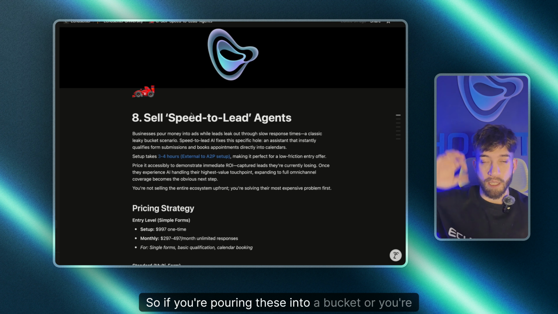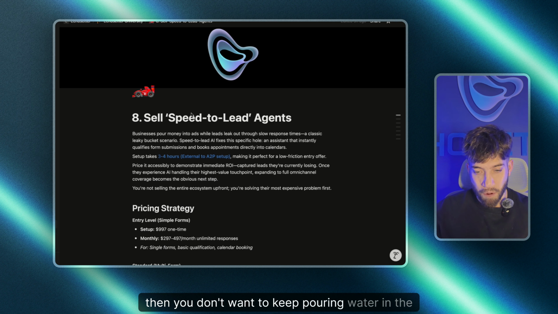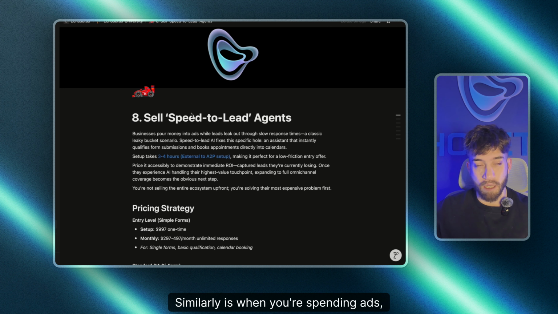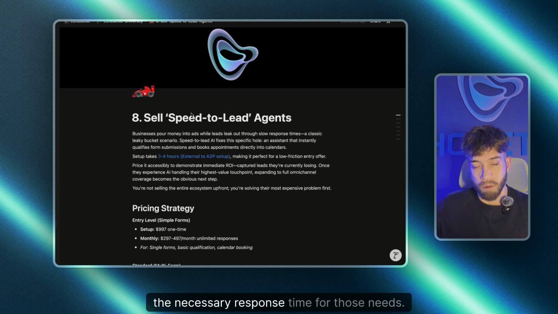If you're pouring water into a bucket, and there's holes in the bucket, then you don't want to keep pouring water in the bucket. Similarly, when you're spending on ads, for example 5k on ads per month, you could be losing over half your leads just through an inability to respond fast enough to those leads.